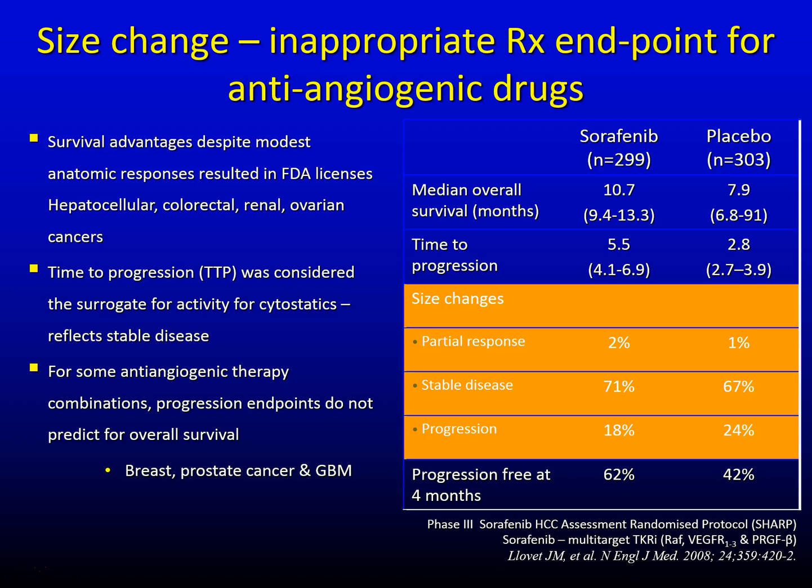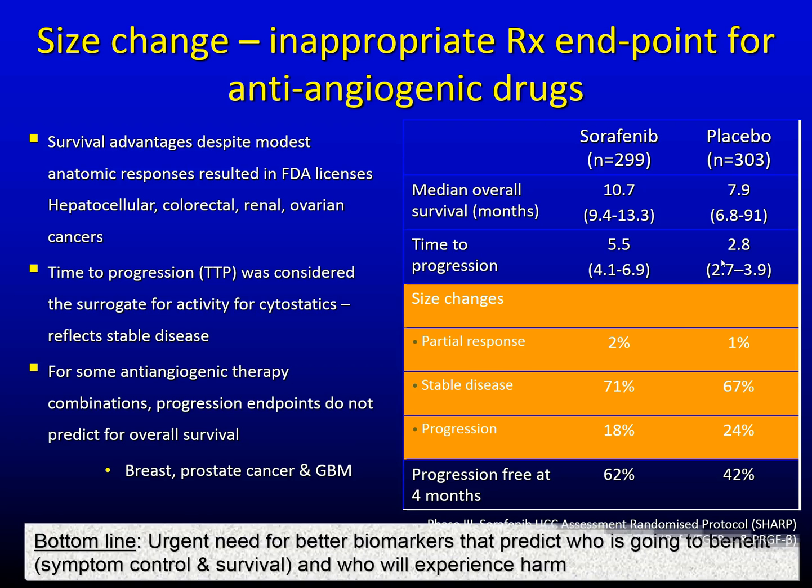However, for some anti-angiogenic drug combinations, progression endpoints such as delays in time to progression did not lead to improved overall survival, particularly for breast, prostate, and glioblastoma, as a result of which anti-angiogenic drugs are not licensed for these indications. The bottom line is that we need better methods, better biomarkers to predict who is going to benefit in terms of symptom control and in survival, and also to predict who is likely to experience harm.